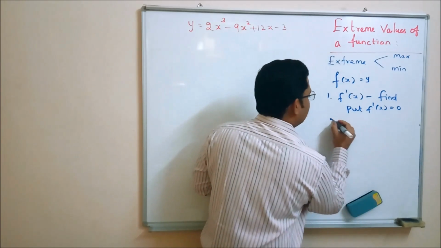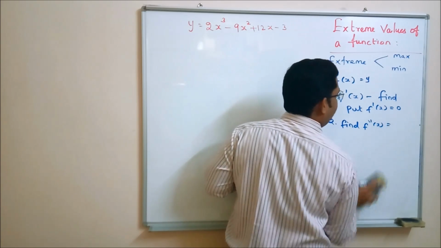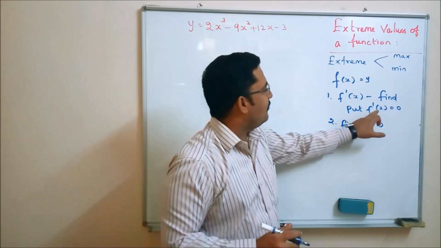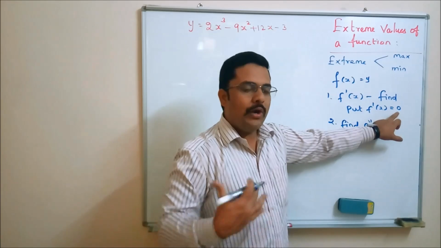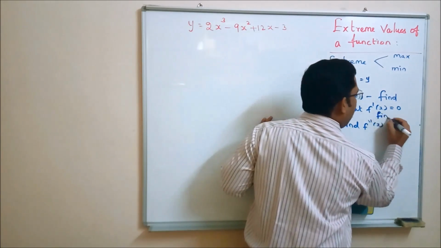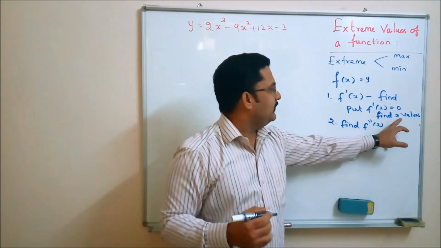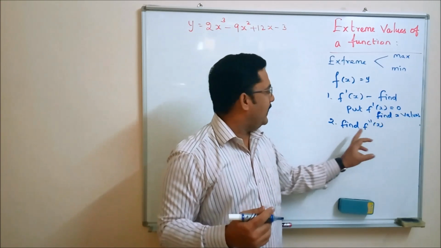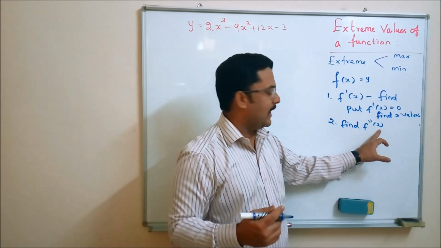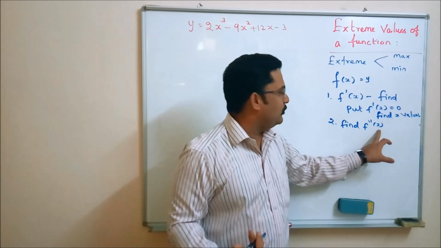Now, second, find f double dash of x. Here, we are equating f dash of x to 0, and while solving, we will get the x values. After finding the x values, find f double dash of x, that is, the second derivative of the function. And then put your x values into it.